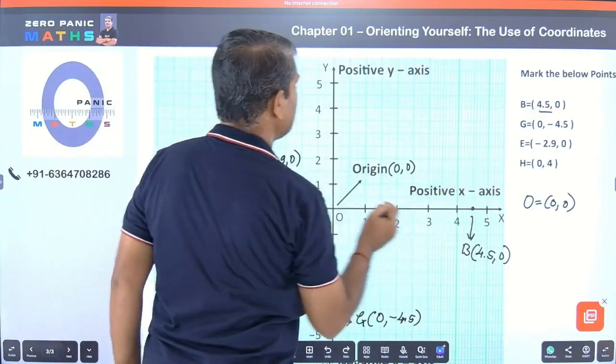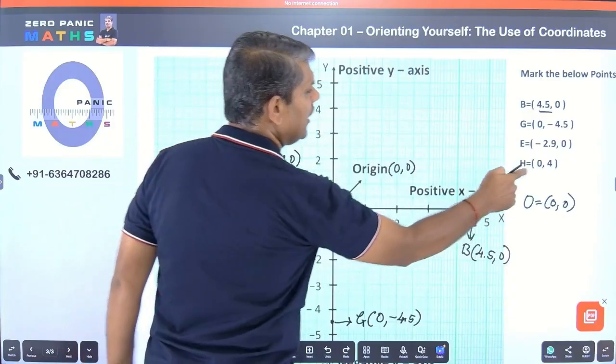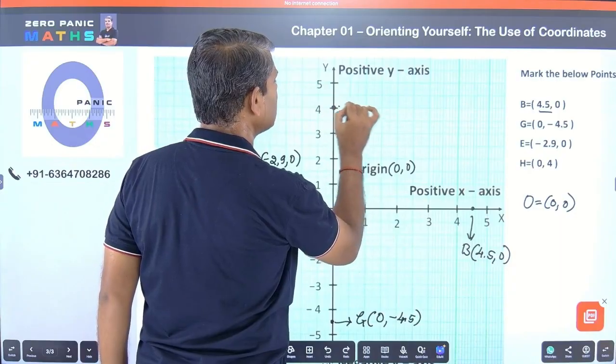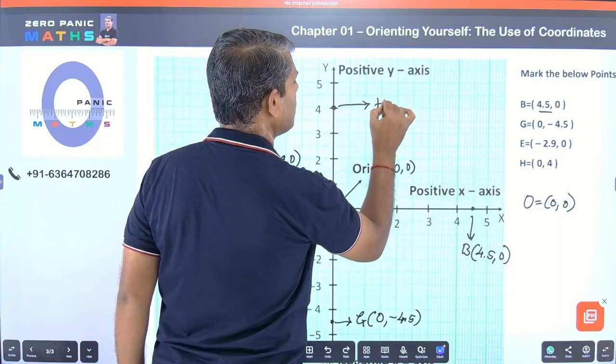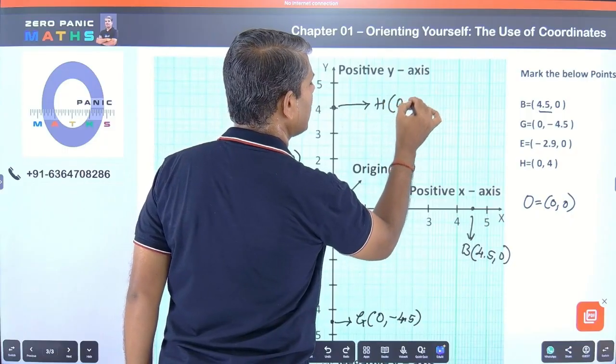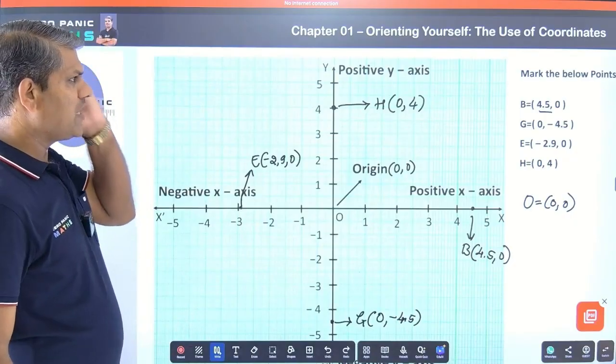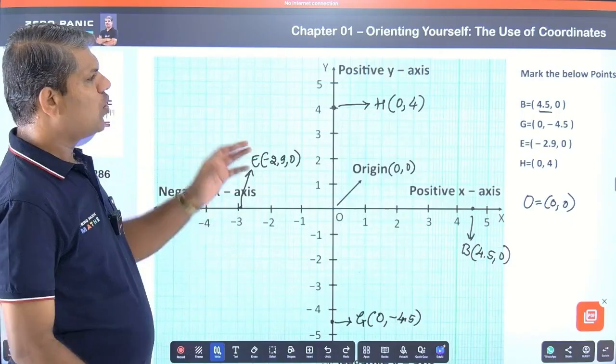Even if you see the h value, it is actually 0 for the x axis, and towards the positive y axis it is 0, 4, which is the point h. 0 for the x axis and 4 for the y axis. This is how you represent the values on the coordinate system.